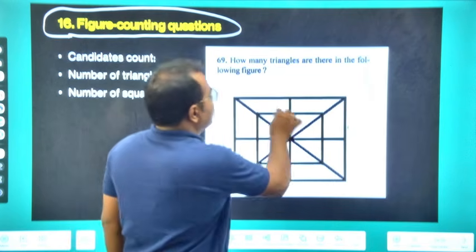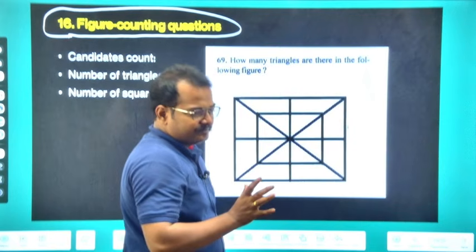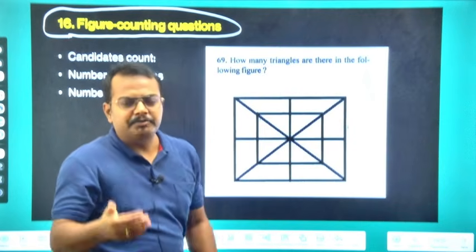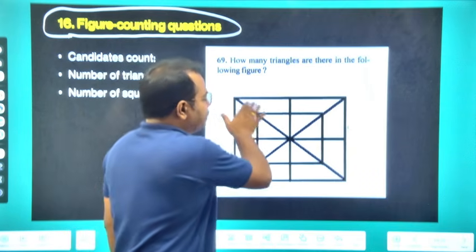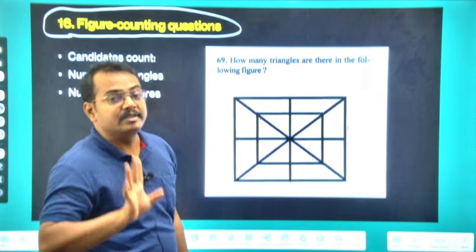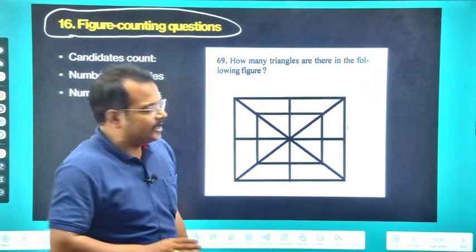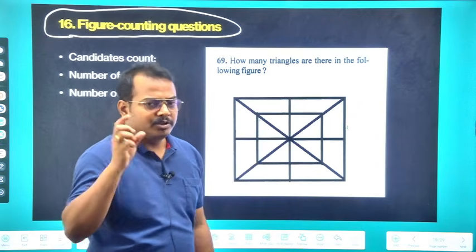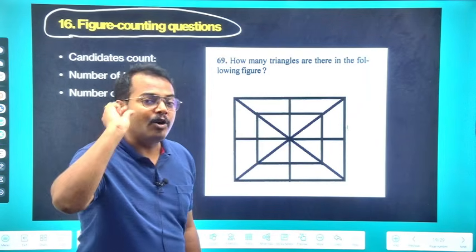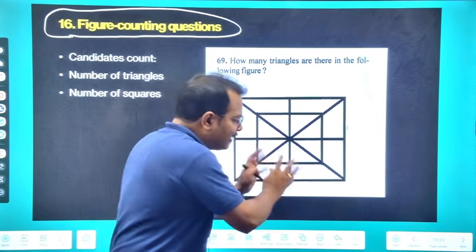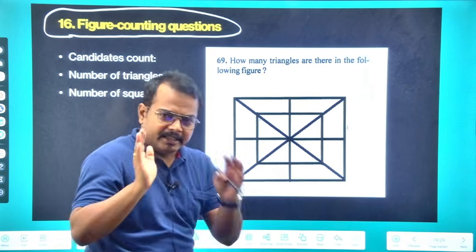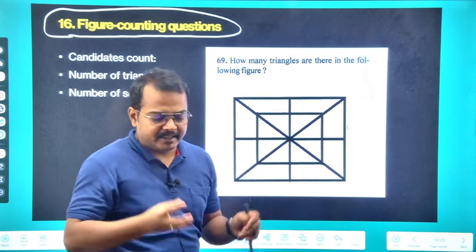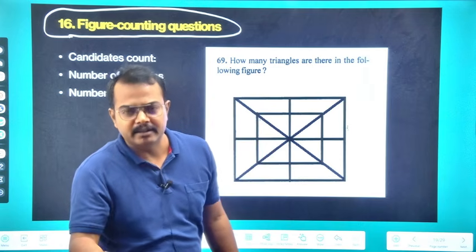You are not required to count every triangle, but in the worst case, if you do not know the trick or if you are forgetting the trick, you can count manually also, because there is sufficient time with you. You can manually count the triangles, because you are not required to attempt all the 80 questions. You are only required to attempt 45 to 50 questions. So give enough time to these questions and you can calculate these things manually also.